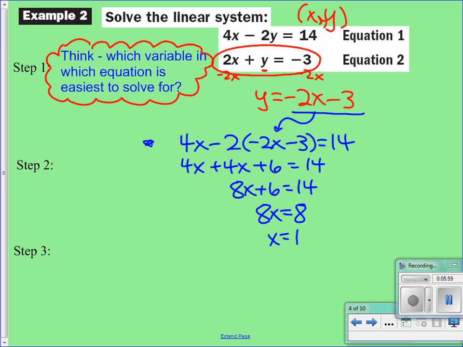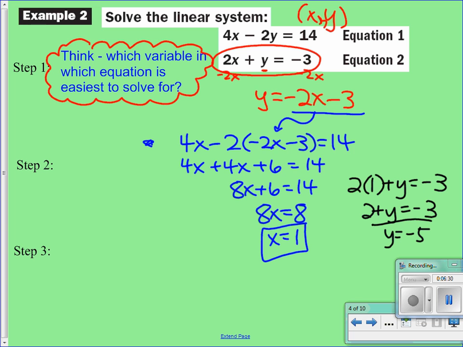And x equals 1. You now have one coordinate. You know in your ordered pair that your x coordinate is 1. To find your y coordinate, we're going to take that 1, the value of x, and plug it into a different equation. So we used equation 1 to solve this. Let's plug the 1 into equation 2. So 2 times, and now instead of x, I've got 1, plus y equals negative 3. So now that means that y has to equal negative 5.